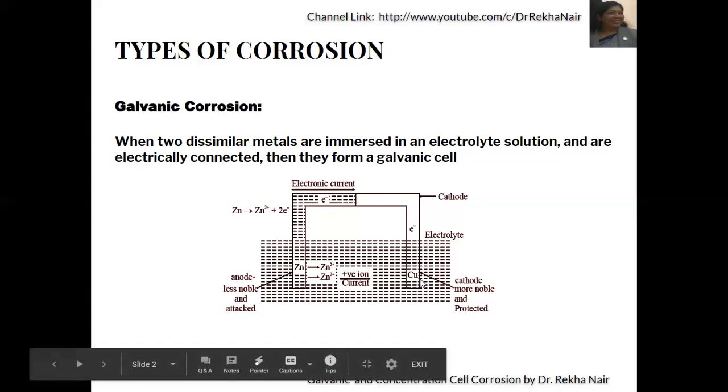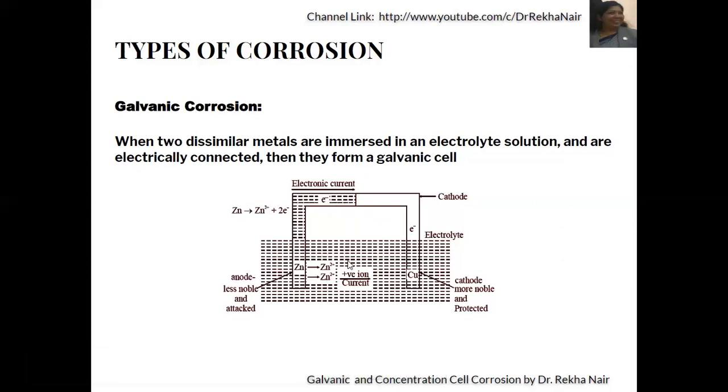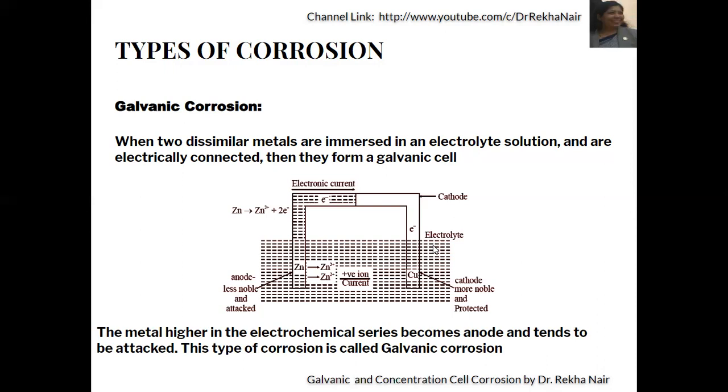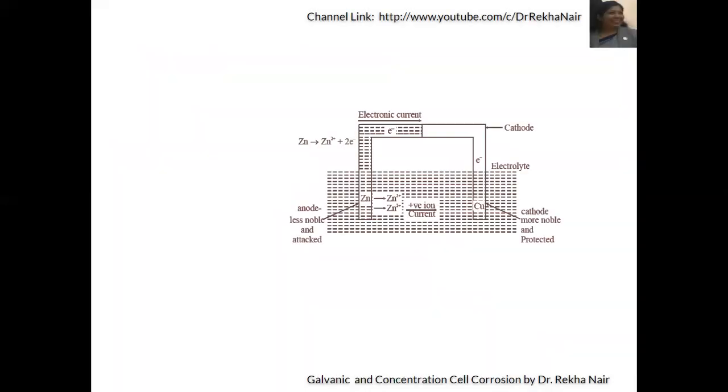Now, the type of mechanism will depend upon in which type of solution these electrodes are connected. Here we have taken an electrolyte, which means a neutral aqueous solution. I have already explained in the previous video that if it is an acidic solution, hydrogen evolution takes place. If it is a neutral aqueous solution, the oxygen absorption mechanism takes place. So the metal higher in the electrochemical series becomes anode and tends to be attacked, and this type of corrosion is known as galvanic corrosion.